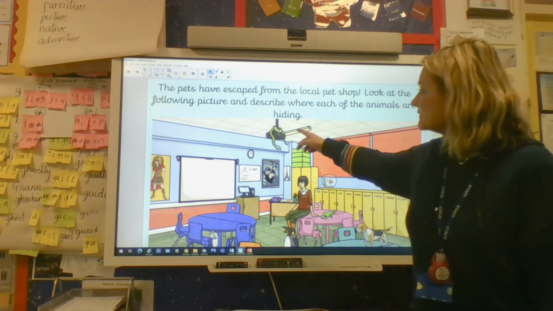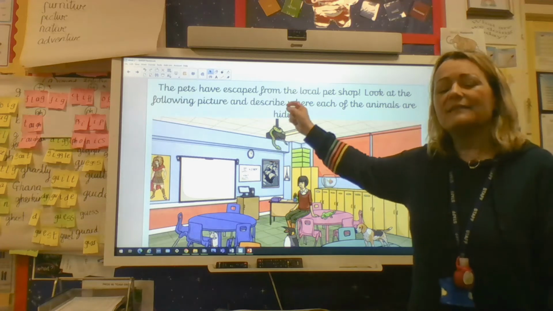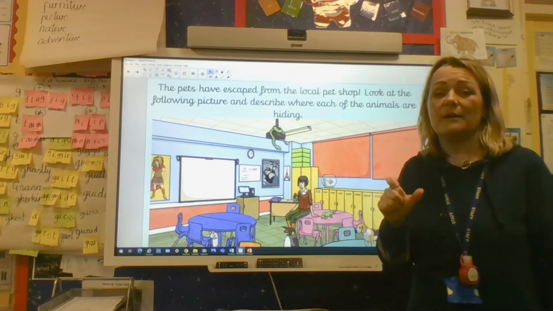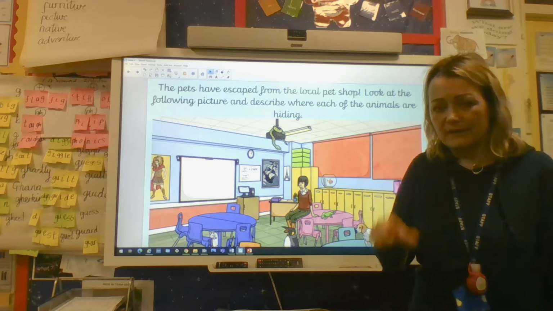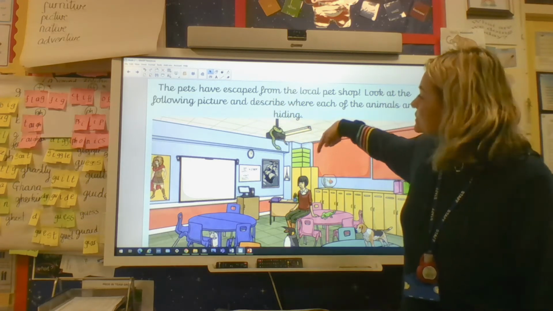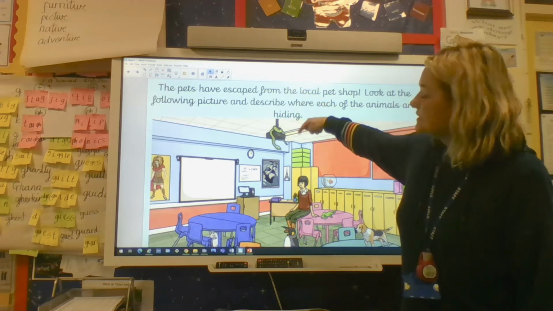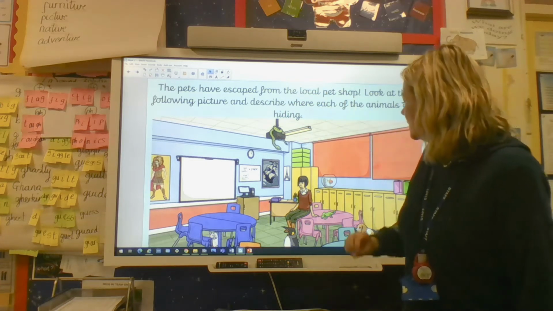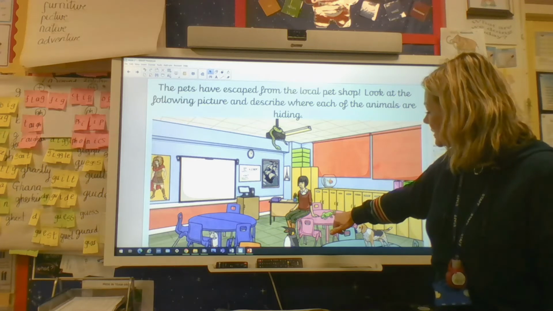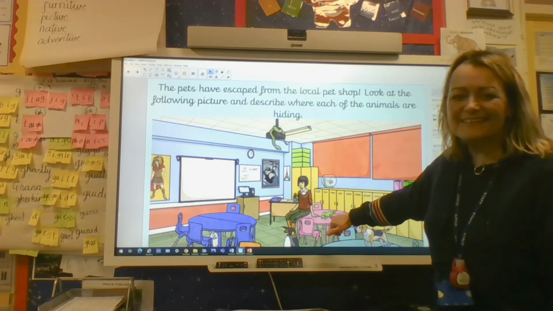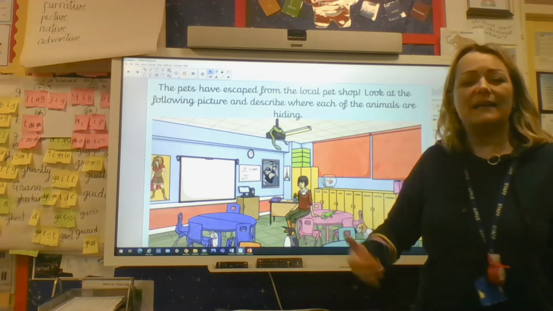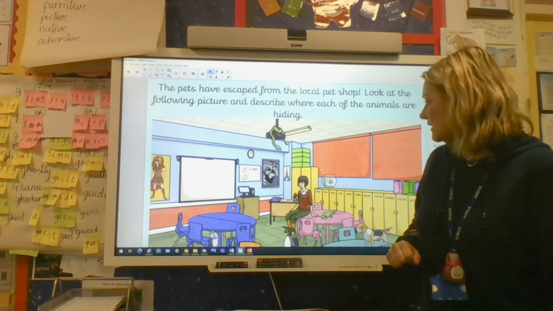If we look, I can see a snake. If I was to describe where that snake was, I would need to use a preposition. A preposition is a word that describes the position of something, where something is. So the snake is wrapped around the video camera. The iguana, or lizard, or chameleon, whatever that is, is sitting on the table. The penguin is in front of the chair.